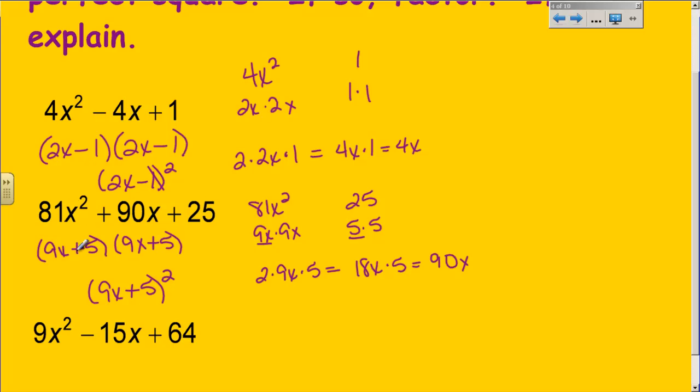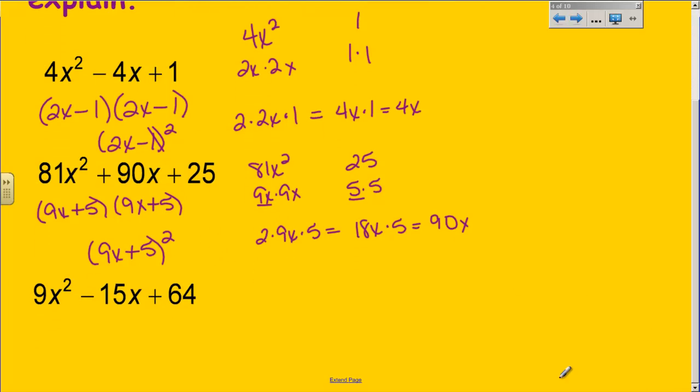It doesn't matter how you write it. This is just as correct as this. Just know that if it's a multiple choice test, you will probably see this, not this. But they both are correct. It doesn't matter which one you write. So these were both perfect square trinomials. I have factored them. Let's check the next one.